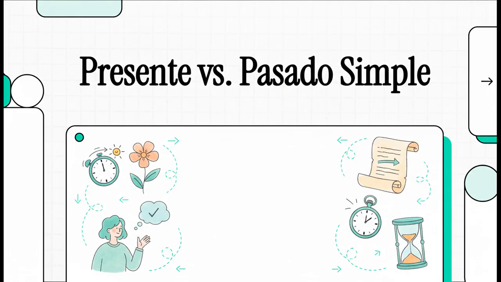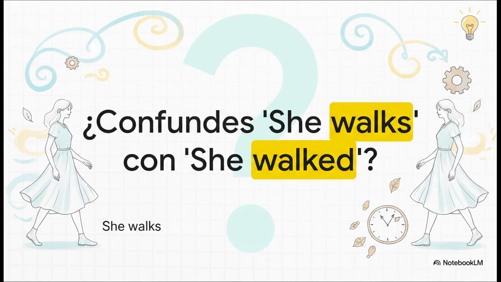Shall we get started? Does that little moment of hesitation between she walks and she walked sound familiar? Yeah, it's one of the most common mix-ups when you're learning English, but don't worry about it. The logic behind it is actually super simple, and today we're going to figure it out together.